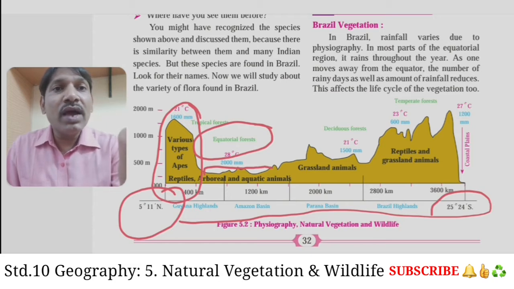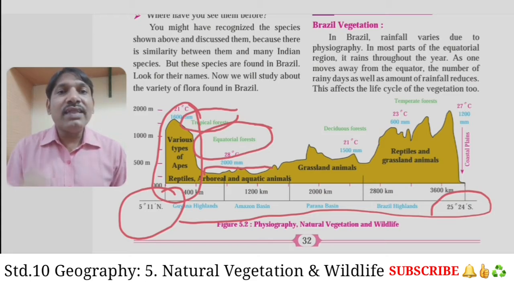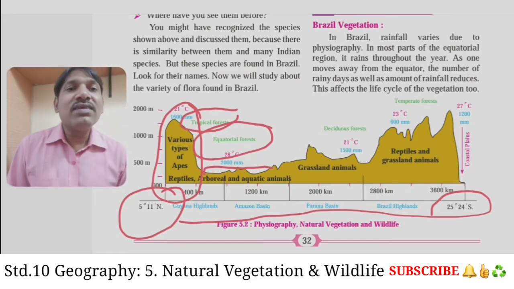And near the Guyana Highlands, we have tropical forest. What is tropical forest? The forests which are found in the tropic zone are called tropical forest. Okay students, have you understood this much? Very good. Now next, what do we see here?